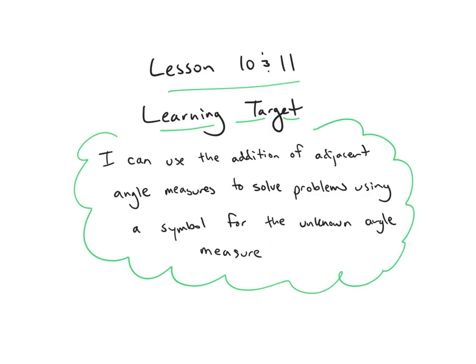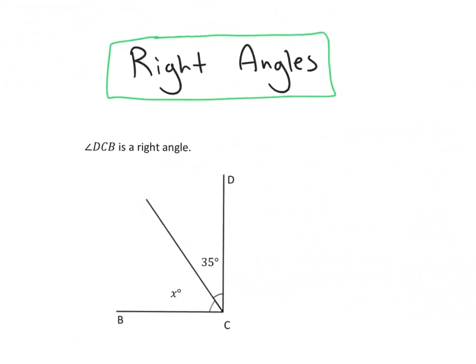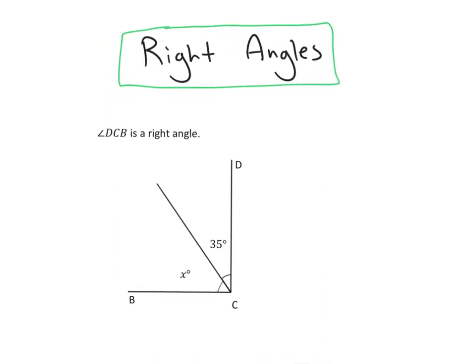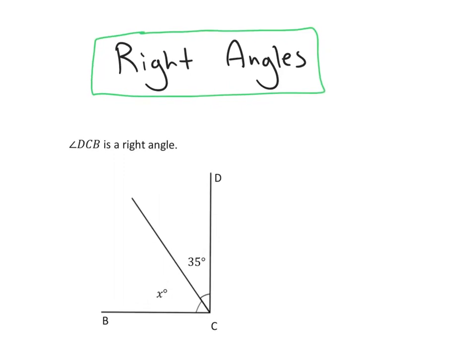So in both of these lessons, we're going to be looking at how we can find an unknown angle measure, so how many degrees an angle is, by using our understanding of right angles, straight angles, and angles that equal 360 degrees. So let me show you what I'm talking about. The first problem we're going to be looking at deals with right angles, so we're going to be using our understanding of right angles to help us solve this problem here.